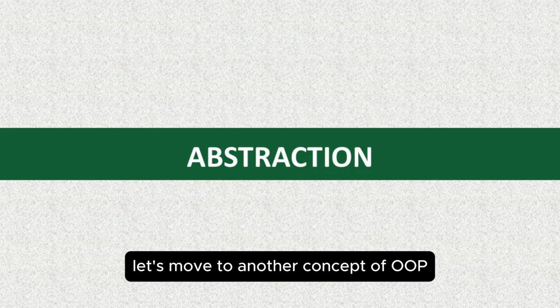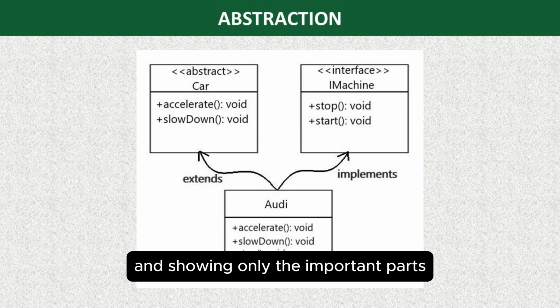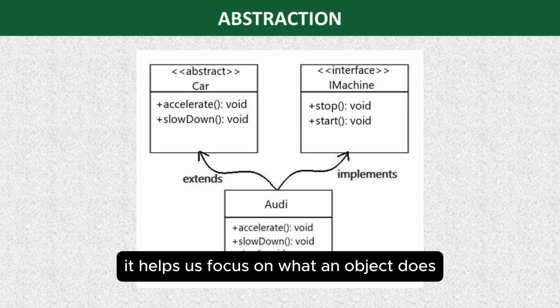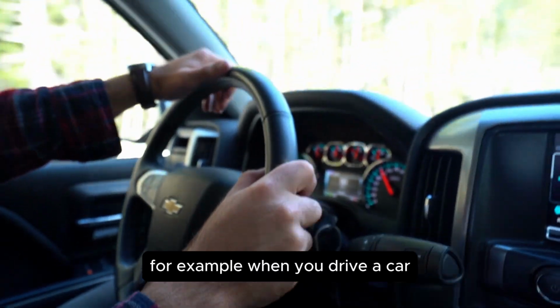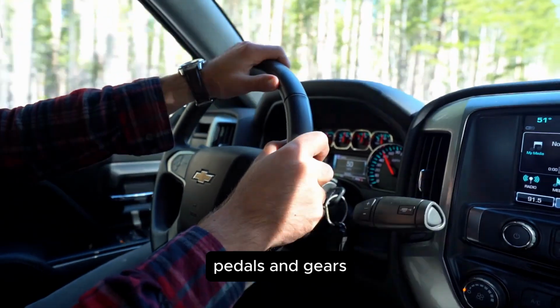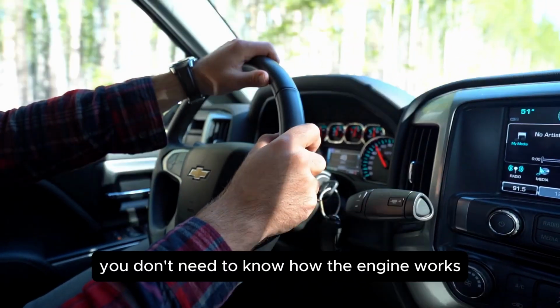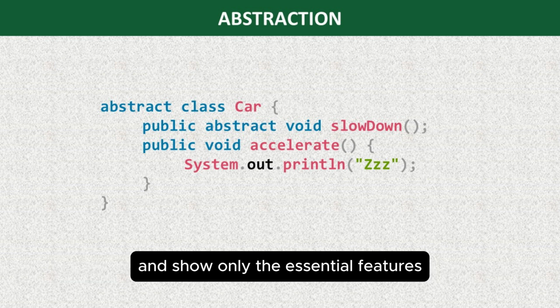Let's move to another concept of OOP. Abstraction means hiding the complex details and showing only the important parts. It helps us focus on what an object does, instead of how it performs. For example, when you drive a car, you only need to know how to use the steering wheel, pedals, and gears. You don't need to know how the engine works. In programming, we use abstraction to hide complex code and show only the essential features.